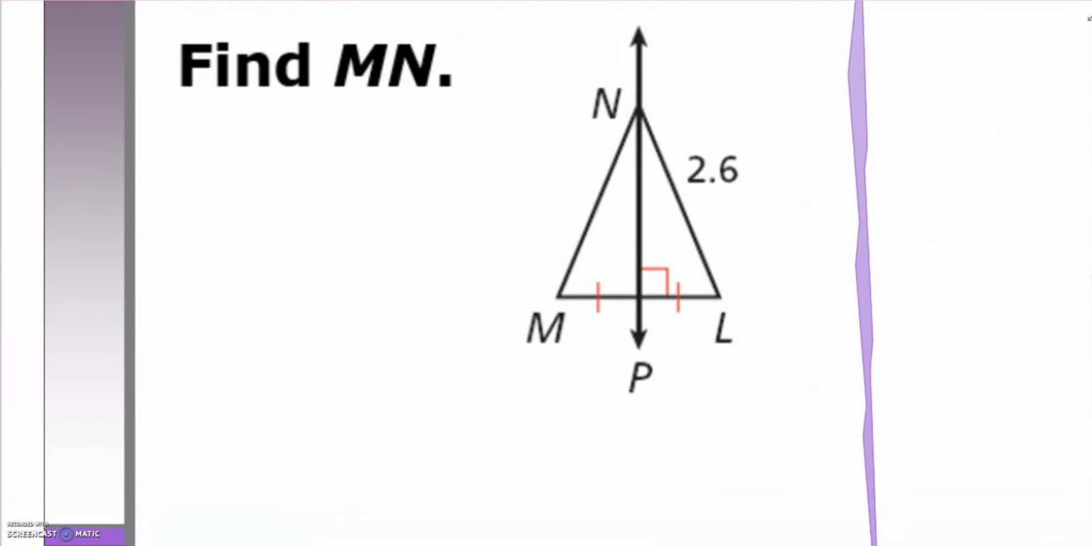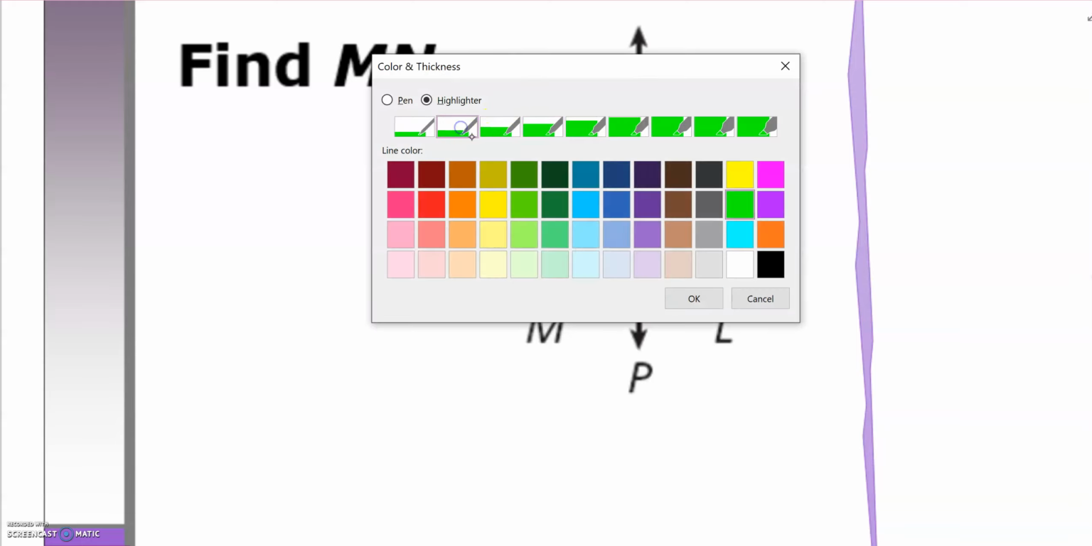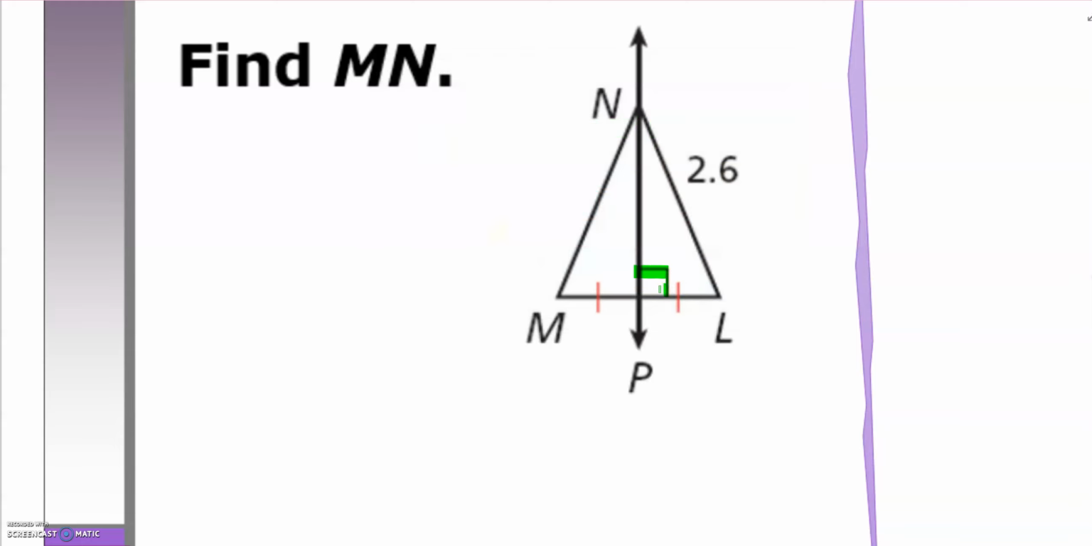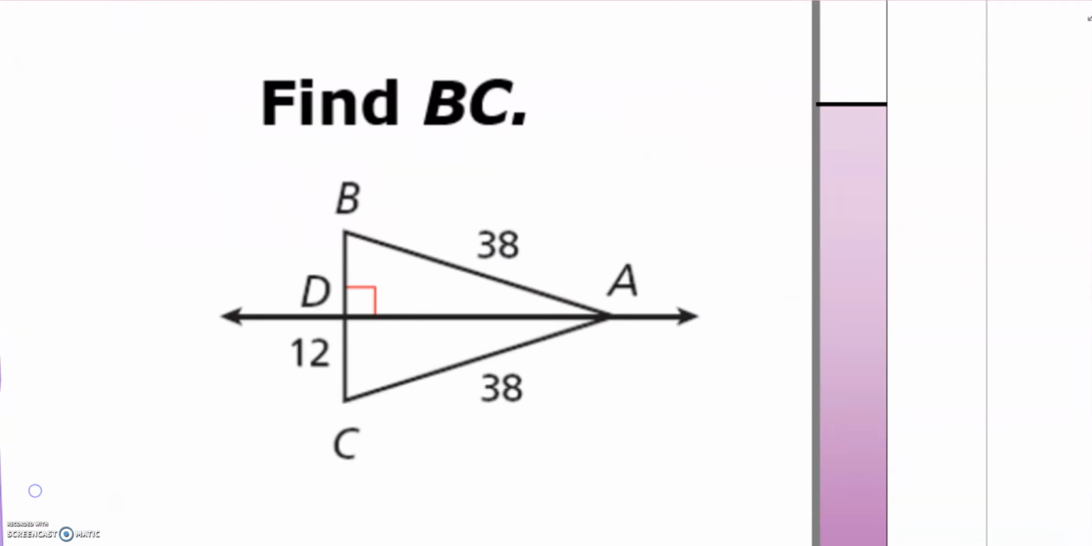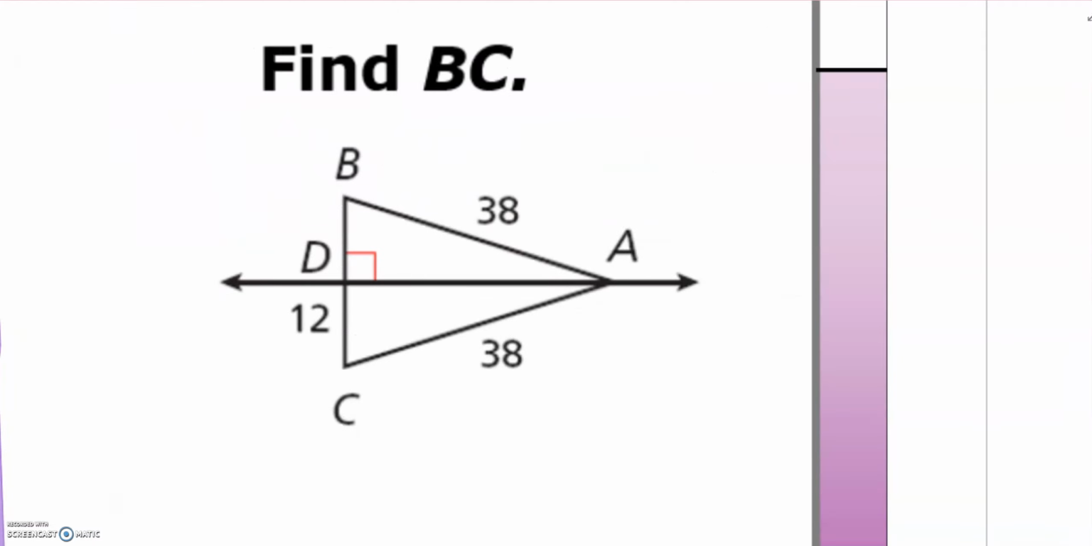In this example, I know for a fact I'm already dealing with a perpendicular bisector, because not only is NP perpendicular to ML, but it's bisecting ML. And then I see that point N is on that perpendicular bisector, which means I now know that its distance to L is the same as its distance to M. So NL is 2.6, making MN also 2.6. Good? Great.